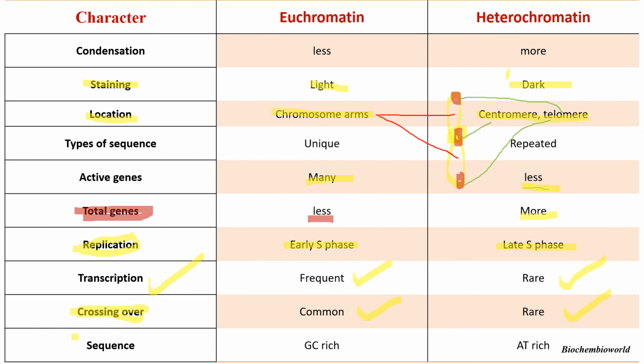Now the sequences. Euchromatin is usually GC rich, that is, GC-rich genes are found in euchromatin, whereas in heterochromatin the sequences are usually AT rich. I hope this is clear.